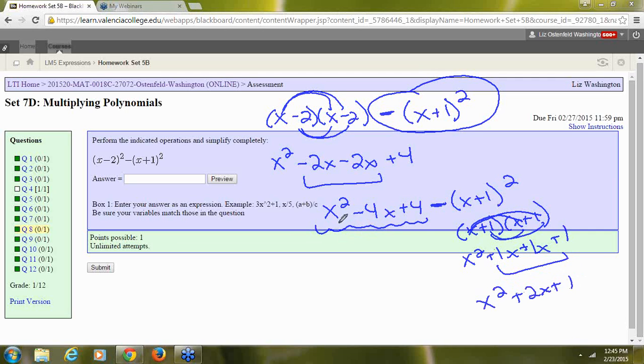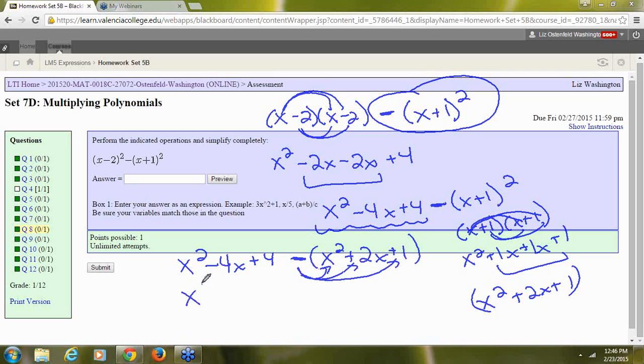So here it is. I got x squared minus 4x plus 4, which is this part, minus the answer that I got here, which is, and yes, I kept it in parentheses because I wanted you guys to see how that negative changed everything. So now what happens is that negative is like distributing a negative 1. So I get x squared minus 4x plus 4 minus x squared minus 2x and minus 1.